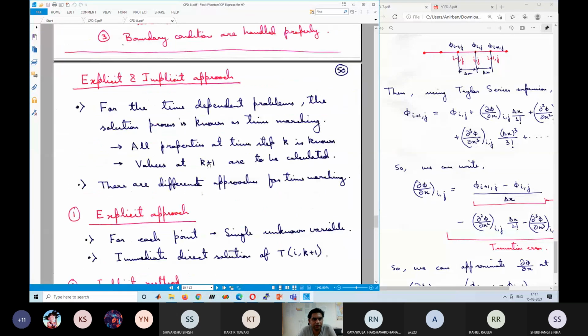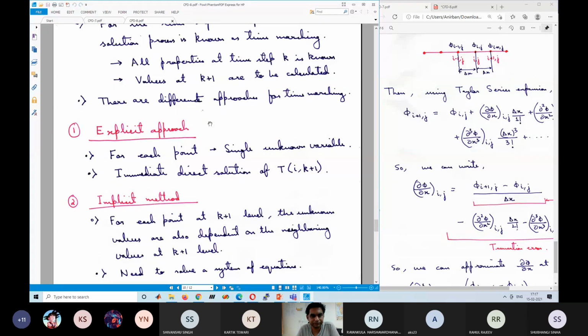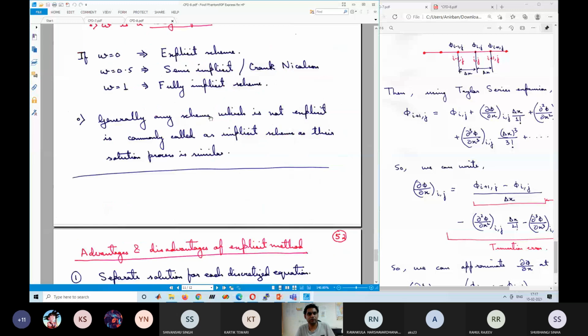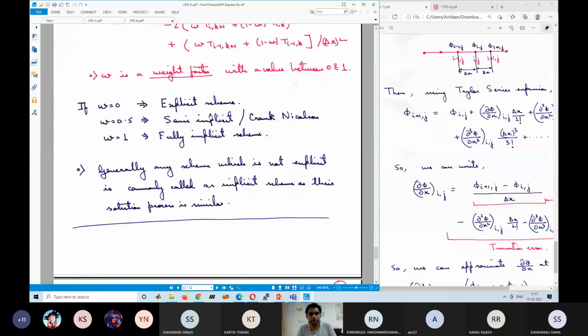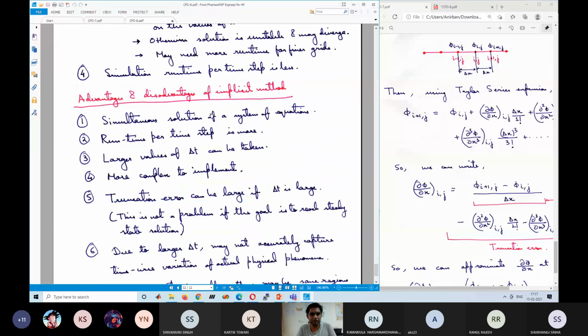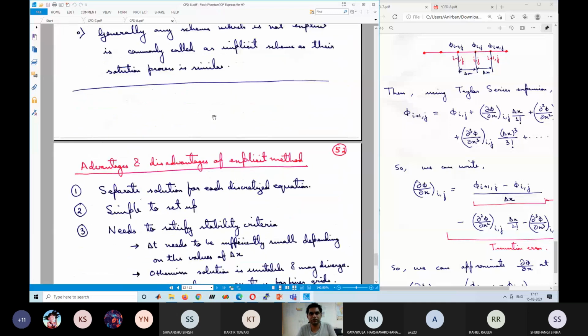Next class, tomorrow, we will see in more detail what is this explicit and implicit scheme. Today I have just briefly mentioned this explicit and implicit scheme. We will go into more details in the next class. Tomorrow will be a short class. I think these notes are there.